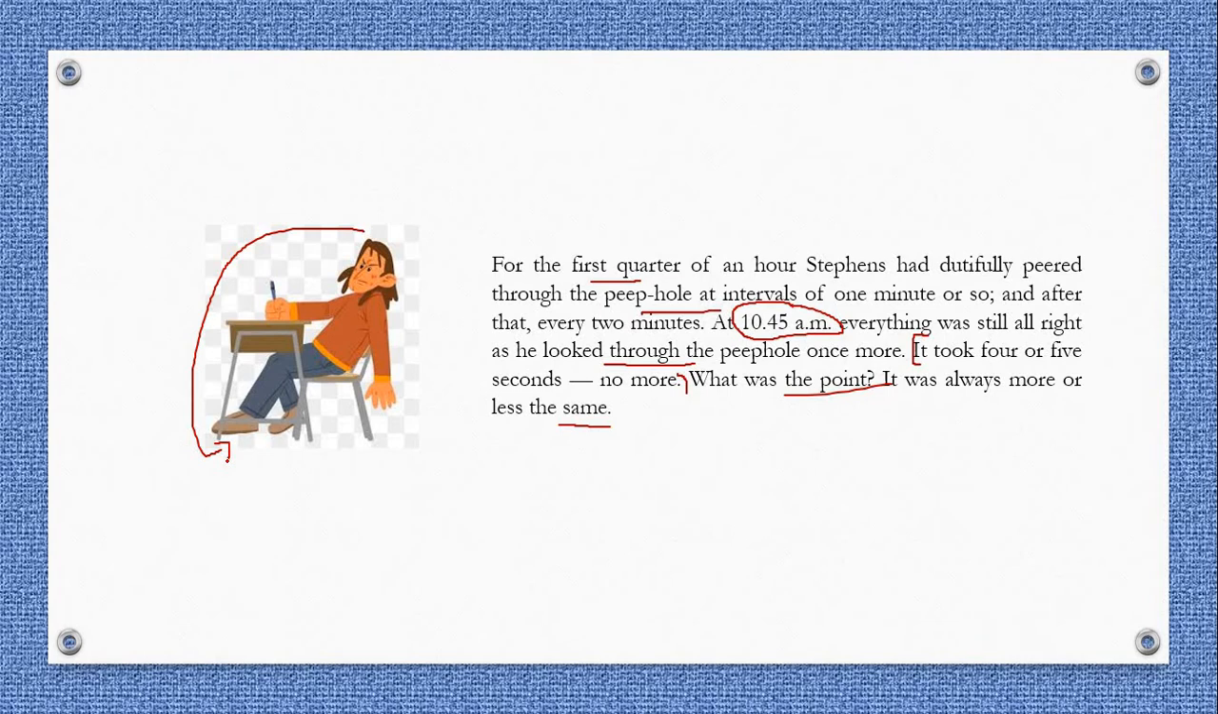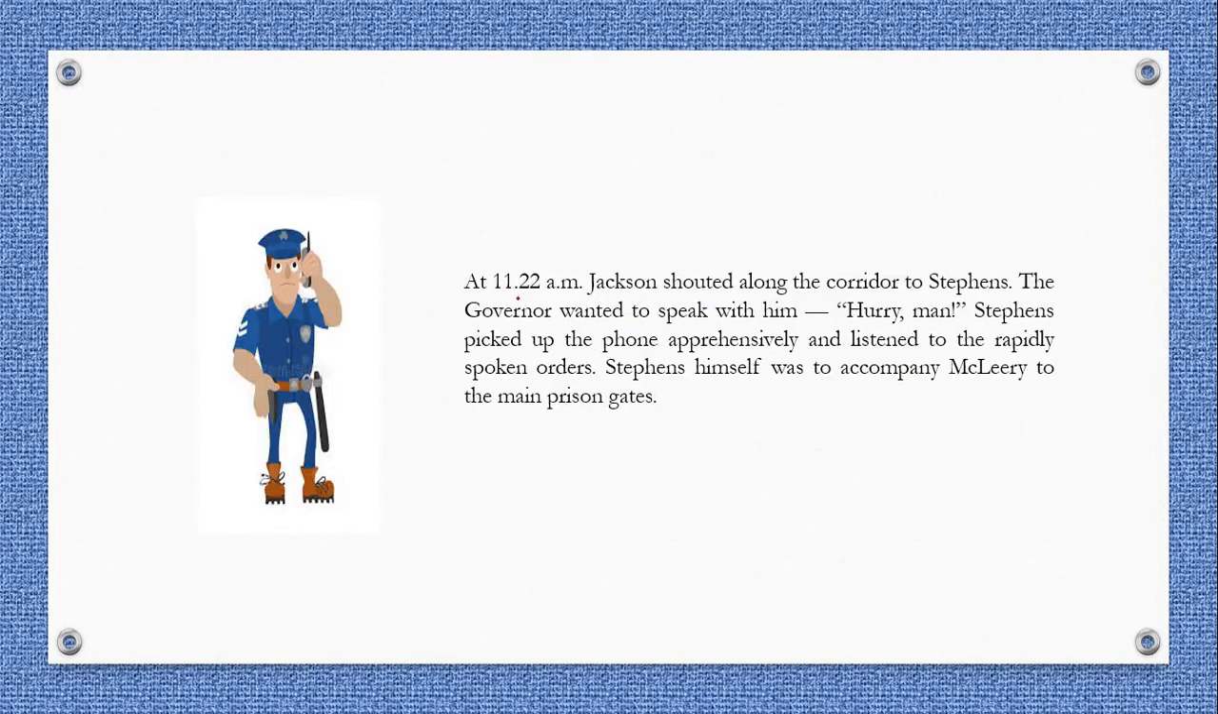At 11:22 a.m., Jackson shouted along the corridor to Stevens. The governor wanted to speak with him. "Hurry, man," he said. Stevens picked up the phone apprehensively and listened to the rapidly spoken orders. Stevens himself was to accompany McLeary to the main prison gate. So this is how, after the examination was conducted, it was to make sure that McLeary left the cell premises safely.